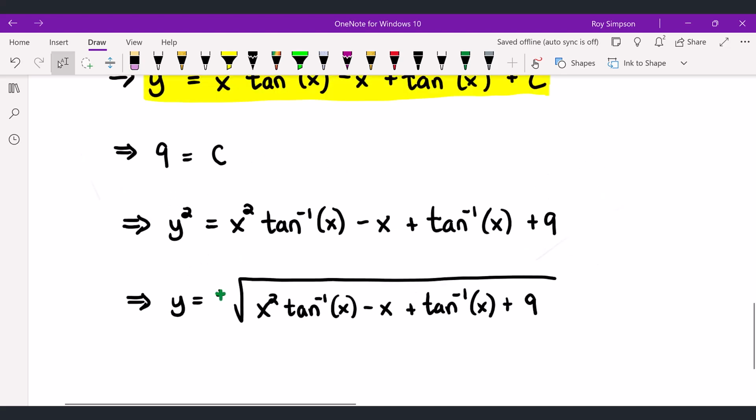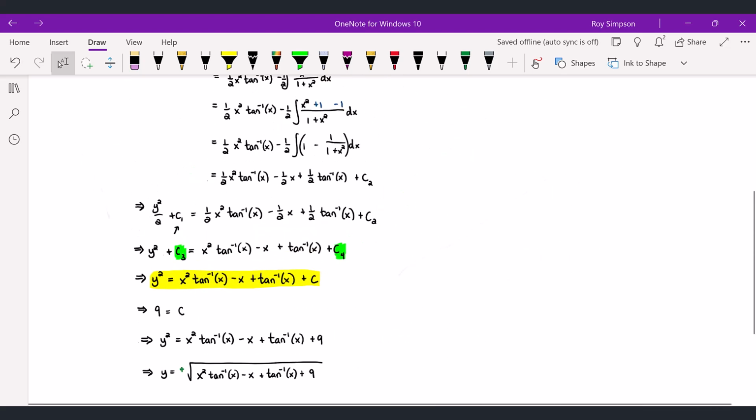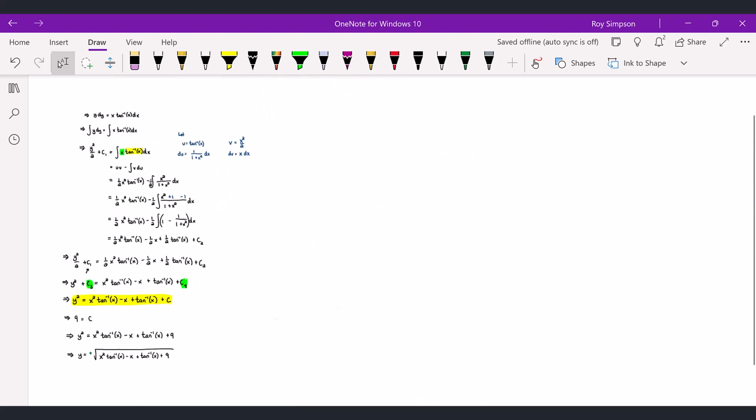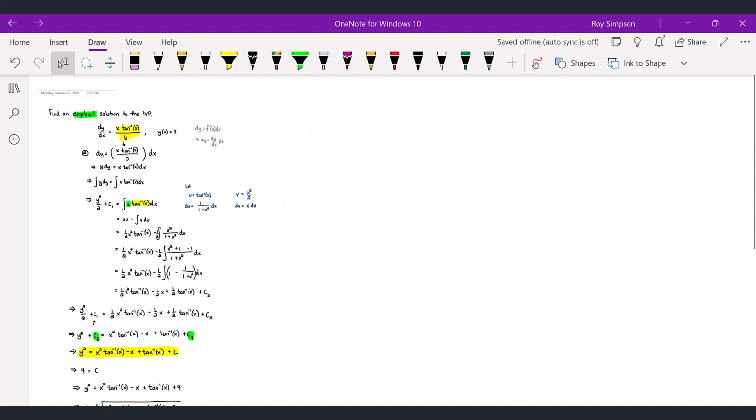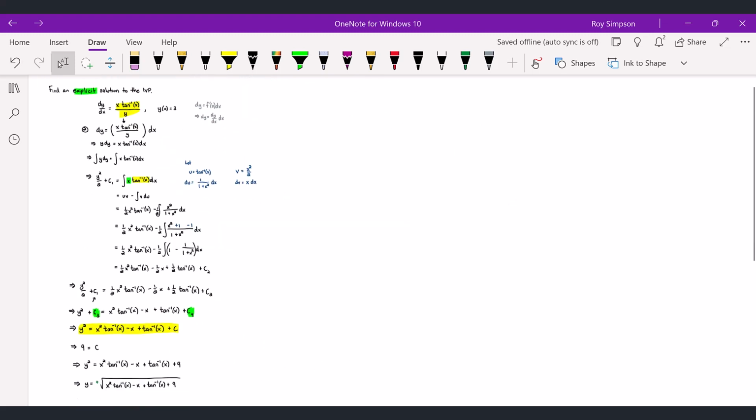Let's see if they had us do anything else here. I don't think they did, but just triple checking by zooming out. Nope. Just find the explicit solution.